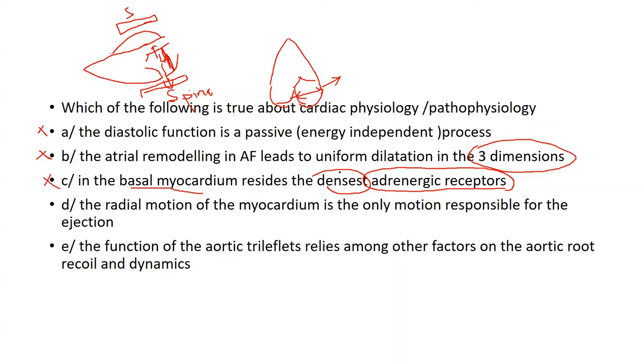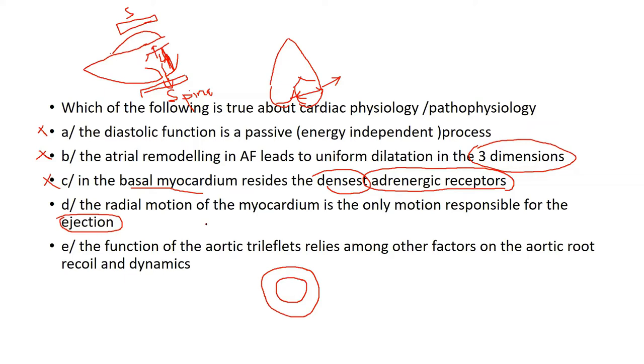Now, the radial motion of the myocardium is the only motion responsible for the ejection. I think this is right. No. Right or wrong? Wrong, because it's not the only motion responsible. So what else? The elastic recoil is affected by the diastolic function mainly. Yes, the elastic recoil is the relaxation. But for the ejection, we have to ask about the ejection. The ejection is more with the radial and twisting mechanism.